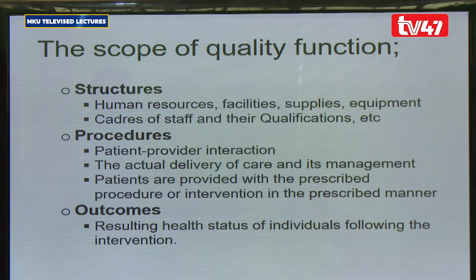What is the scope of the quality function in a health system? We have three main scopes that we are going to discuss. First, we look at the human resources, the facilities, the supplies, and the equipment that a healthcare system requires to provide the standard of healthcare that we need. Second, we look at the procedures. How do we interact with our patients? How do we interact with our clients when they come for the service?